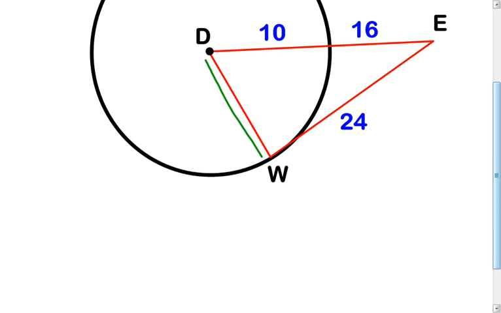But what I am going to look at here is this fact. It tells me from D to the circle is 10, which would be the radius then.